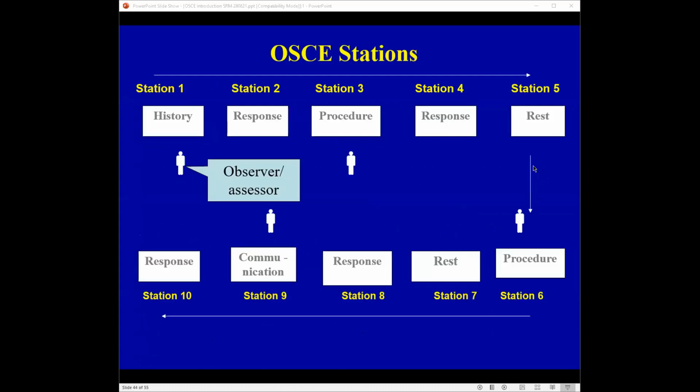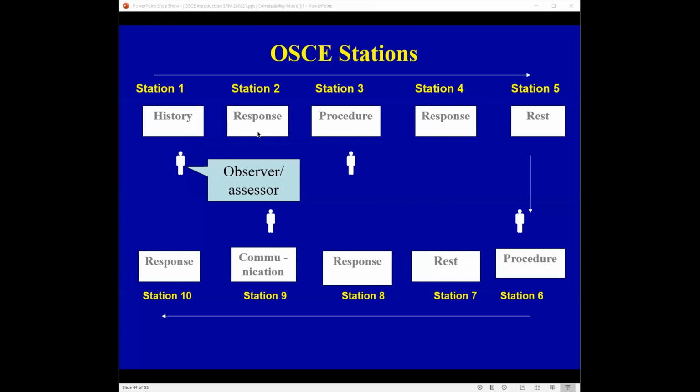And perhaps this is how it will look like when you actually organize an OSCE. This is how it probably looks like, where the student starts here. This is a history-taking station. There is a simulated patient, an instruction given, and there is an observer or an assessor because he's observing the ability to take history.